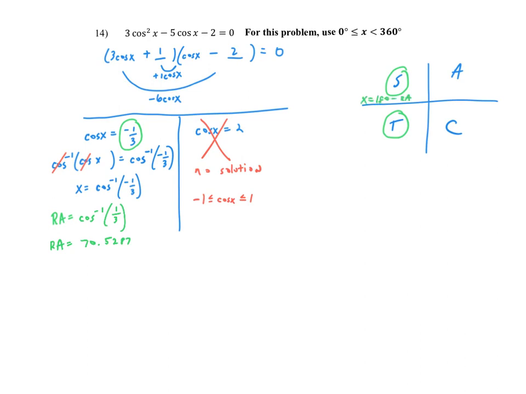In the second quadrant, our solution is 180 degrees minus the reference angle. In the third quadrant, the solution is 180 degrees plus the reference angle. Our first solution is 180 minus our reference angle, which is 109.47 degrees to the nearest hundredth. Our second solution is 180 degrees plus our reference angle, which is 250.53 degrees to the nearest hundredth.